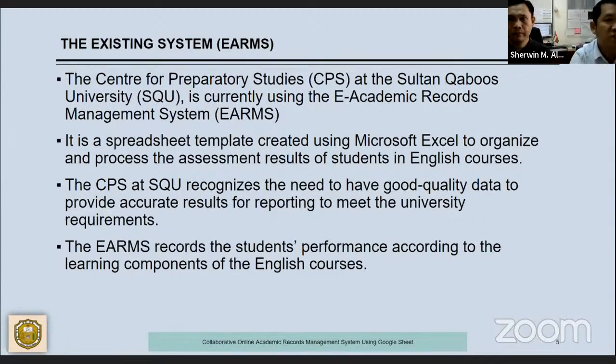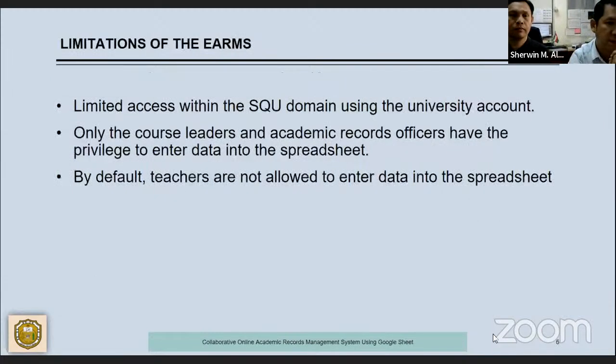The spreadsheet template that we are currently using assists the users, especially the course leaders, from entering the raw marks up to the different learning components in the spreadsheet, then processing it to generate reports for decision-making presentation later on. It provides consistent, reliable, and accurate reports that can be used by the center and the administration themselves for any decision-making regarding the students' academic progress.